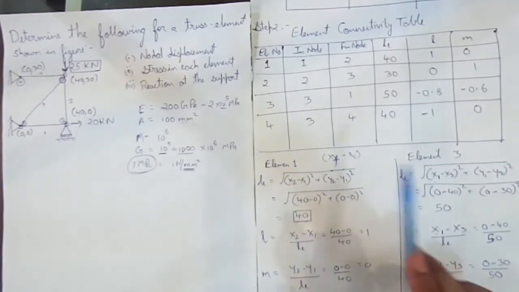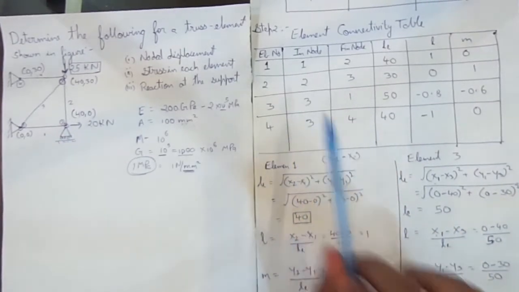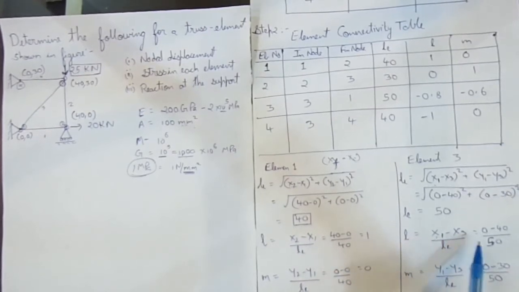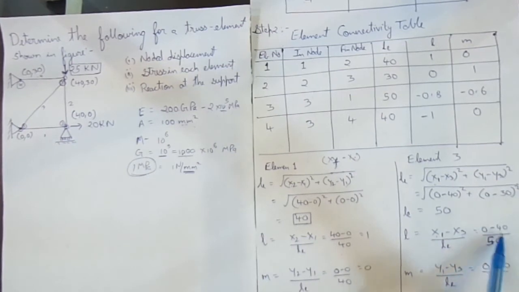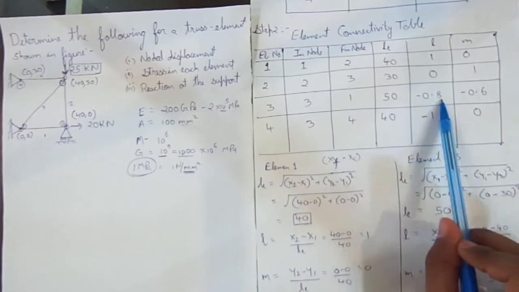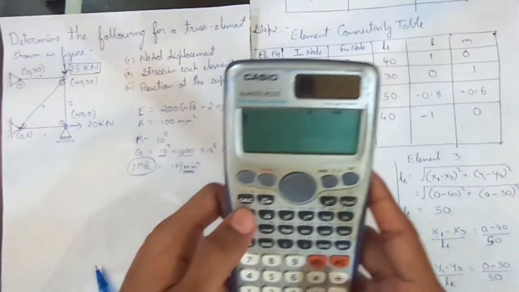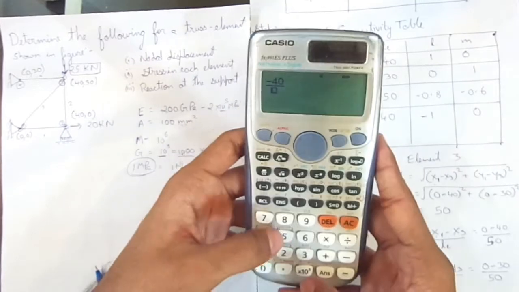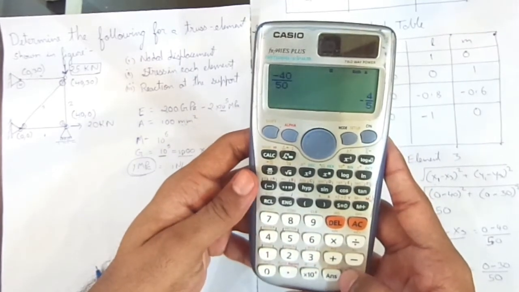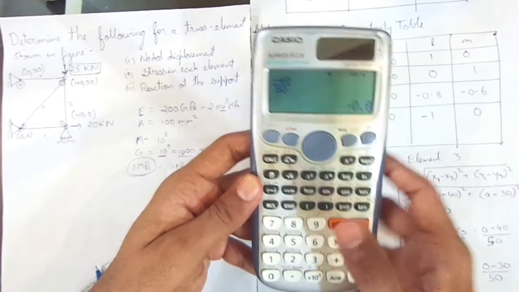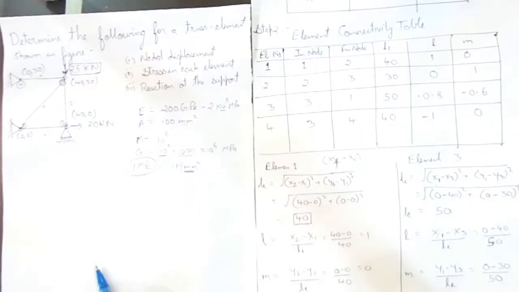So final is 1, x1, initial is 3, x3, (x1 minus x3) divided by LE. x1 is what? 0. x3 is what? 40. 0 minus 40 by 50. The value is minus 0.8. So only I have written here. You can calculate, I can show you. So this is your calculator. I hope you can see. Minus 40 divided by 50. It gives you minus 4 by 5, which is nothing but minus 0.8. So I have written minus 0.8 here, right?